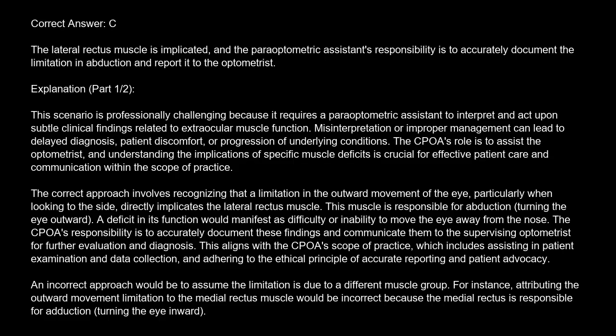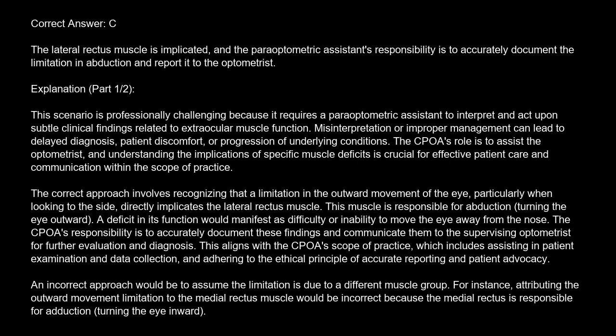The correct answer is C. The lateral rectus muscle is implicated, and the paraoptometric assistant's responsibility is to accurately document the limitation in abduction and report it to the optometrist. Explanation: this scenario is professionally challenging because it requires a paraoptometric assistant to interpret and act upon subtle clinical findings related to extraocular muscle function. Misinterpretation or improper management can lead to delayed diagnosis, patient discomfort, or progression of underlying conditions. The CPOA role is to assist the optometrist, and understanding the implications of specific muscle deficits is crucial for effective patient care and communication within the scope of practice.